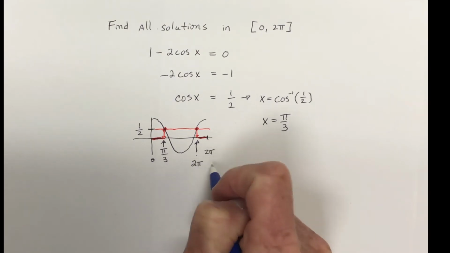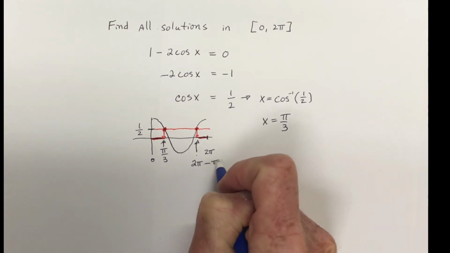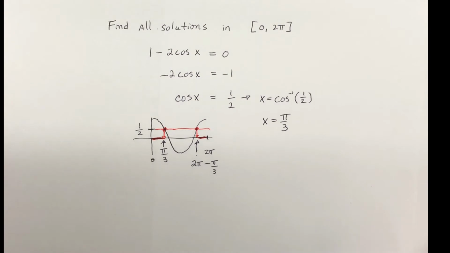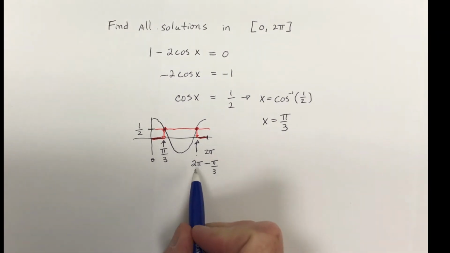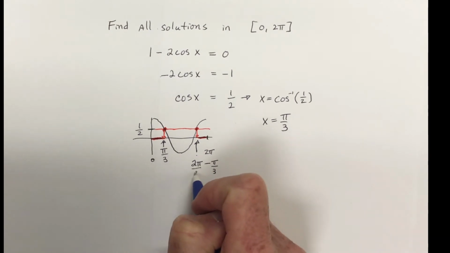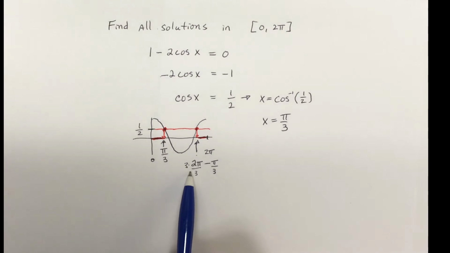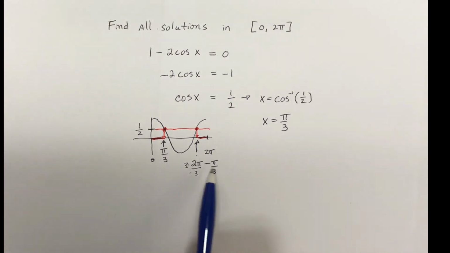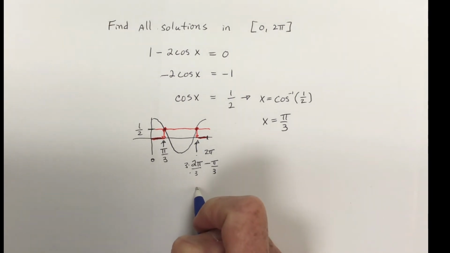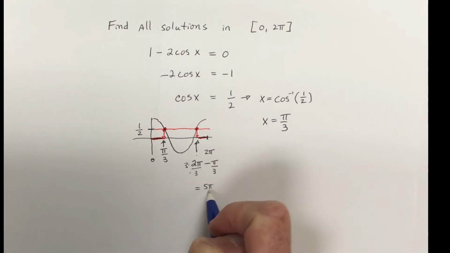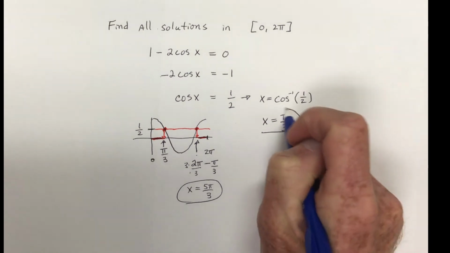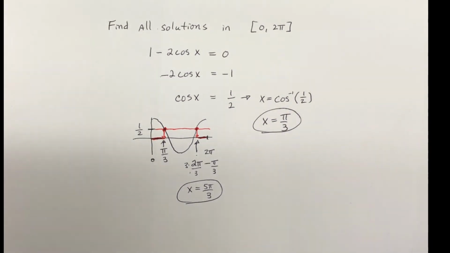So if you take 2 pi and go to the left, that means subtract pi over 3. Then get a common denominator, so multiply the bottom by 3 and multiply the top by 3. So this would be 6 pi over 3 minus 1 pi. That's going to be 5 pi over 3. So it seems we have the two solutions, pi over 3 and 5 pi over 3.